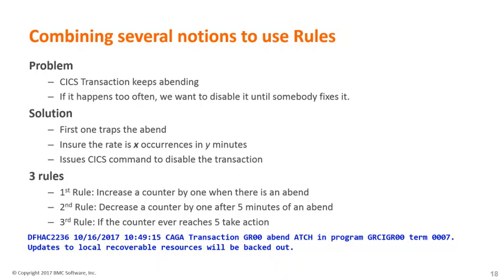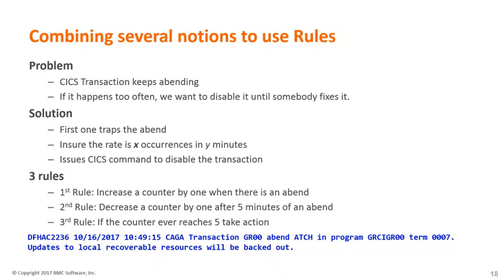So let's take a look at combining several rules to build an automation solution. Here our problem is that we have a CICS transaction that keeps abending, and if it keeps abending, we want to disable it until somebody fixes it. So our solution is going to be three parts. First, we're going to trap the abend, so we know that it happens. We're going to ensure the rate of occurrences is X times in Y minutes, and then we're going to finally issue a CICS command to disable the transaction.